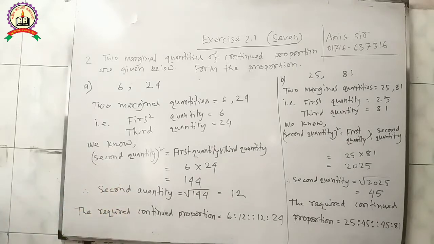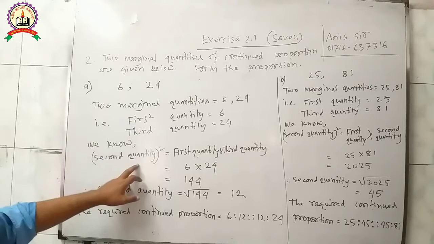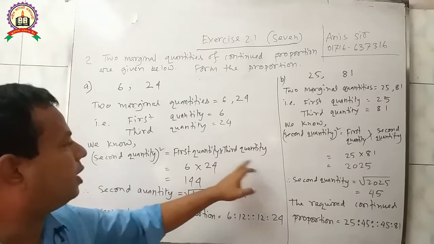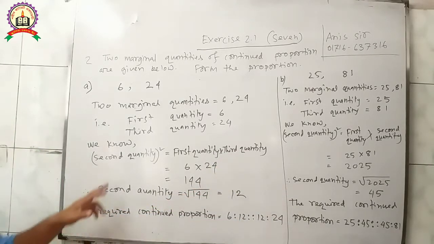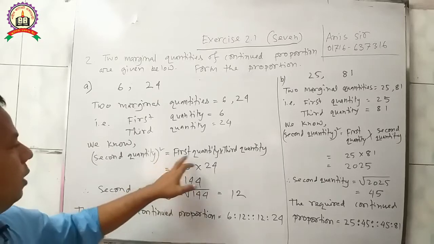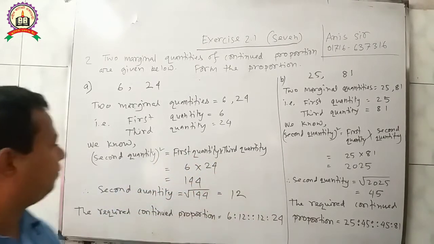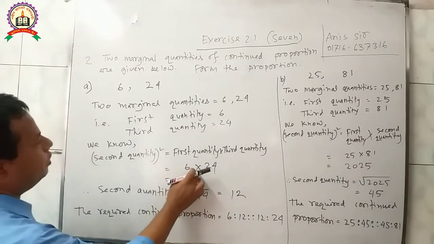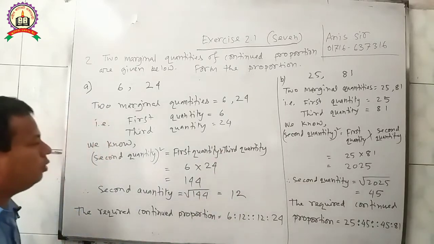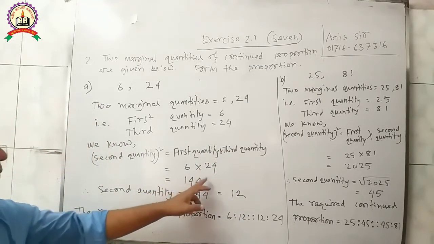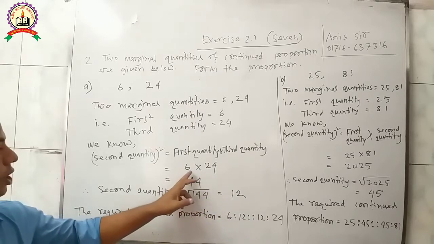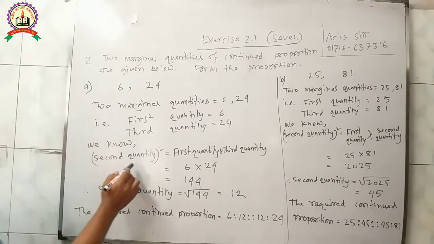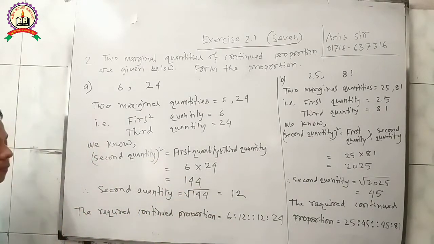To find it we have to follow a formula. We know: second quantity squared equals first quantity into third quantity. This is the formula. So the first quantity is 6 and the third quantity is 24. 6 into 24 we get 144. So the second quantity squared equals 144.